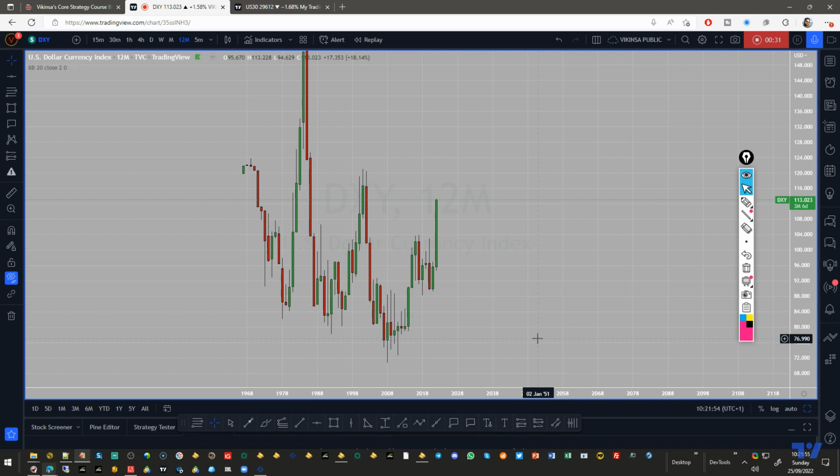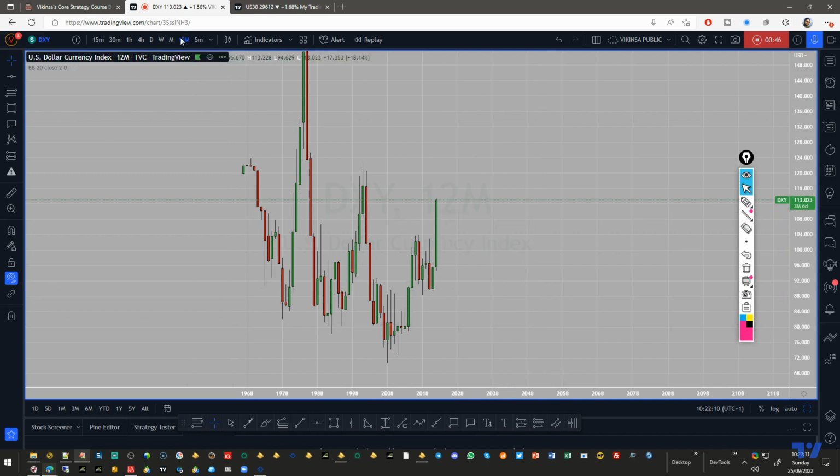Everything in the market is based on the dollar, indirectly or directly, so a study of the dollar is actually very, very important. Even if you're not trading the dollar, you should still watch and follow it.